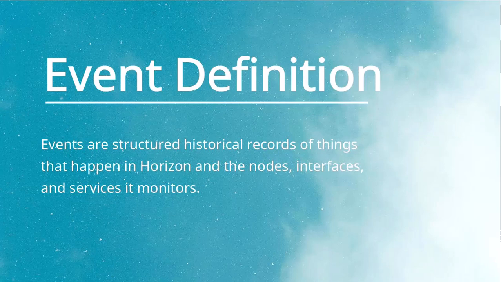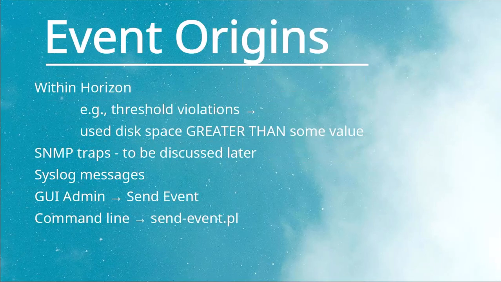Events are defined within OpenNMS per the documentation as structured historical records of things that happen in OpenNMS and the nodes, interfaces, and services it monitors. It is of note that the concise Oxford English Dictionary defines event as a thing that takes place, so it may be more precise to say OpenNMS handles externally or internally generated events.